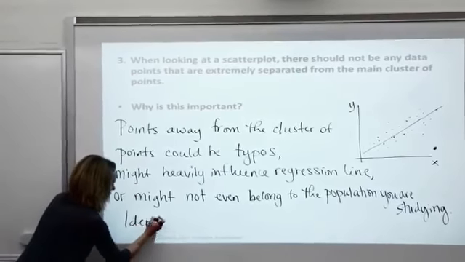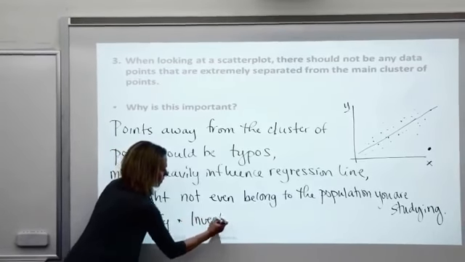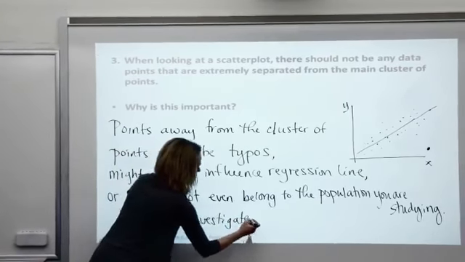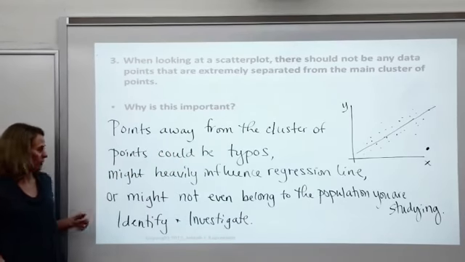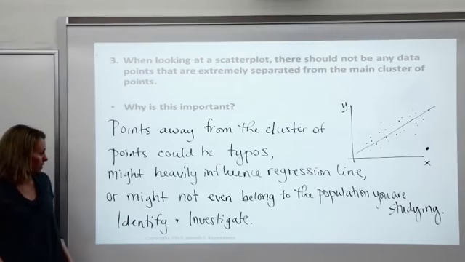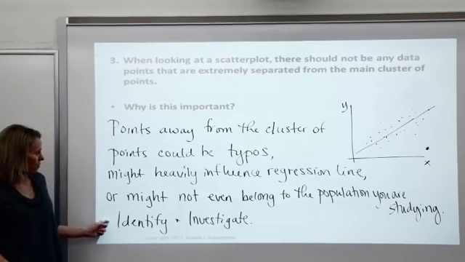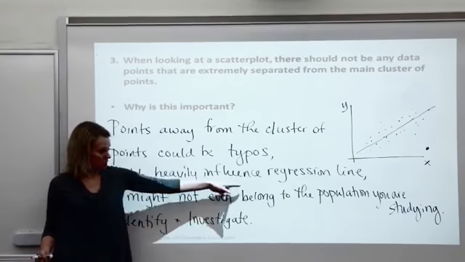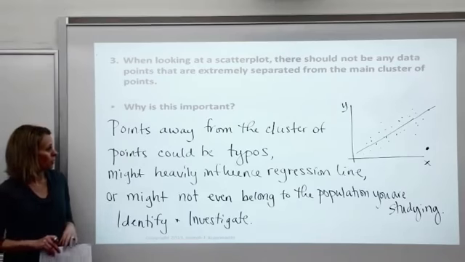So identify them and investigate them. And obviously, if they're a typo, we'd like to fix that, or if you are unable to fix it but know it's a typo, at least remove the point. If it really just is an unusual point, we'll talk about how you handle that too. Or if it's not really in the population that you're studying, then it doesn't belong there either, and we would remove that point.